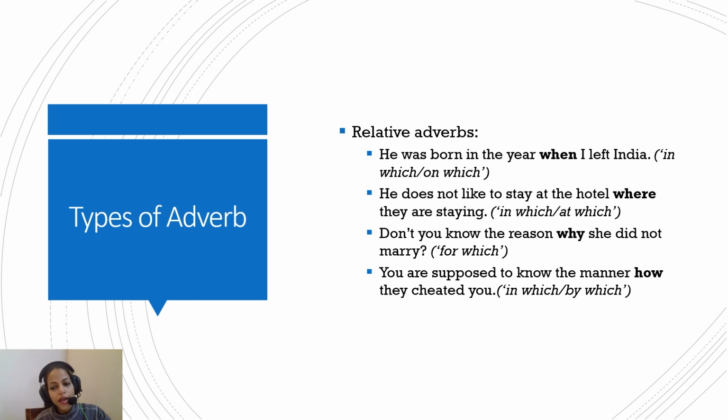Don't you know the reason why she did not marry? So here again, don't you know the reason and why she did not marry are being joined by the adverb, that is why. So these kinds of adverbs are relative adverbs. Similarly, you are supposed to know the manner how they cheated you. So here how is joining the two clauses. You are supposed to know the manner, and they cheated you. So these are the adverbs that join two clauses.